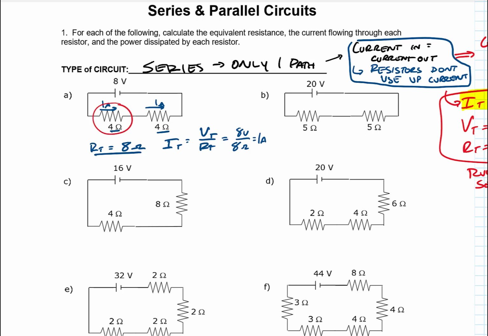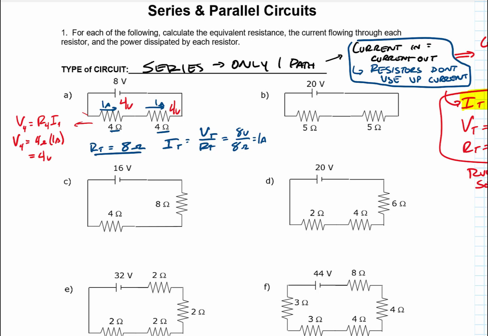So if I want to look at this individual resistor, the voltage on the 4 ohm resistor is equal to the resistance of the 4 ohm resistor times the current through the 4 ohm resistor. So the voltage on that 4 ohm resistor is 4 ohms times 1 amp of current, or 4 volts. So this 4 ohm resistor has 4 volts dropped across it. This 4 ohm resistor, that's identical. It also has 4 volts dropped across it. And that makes sense because those add up to the total voltage.